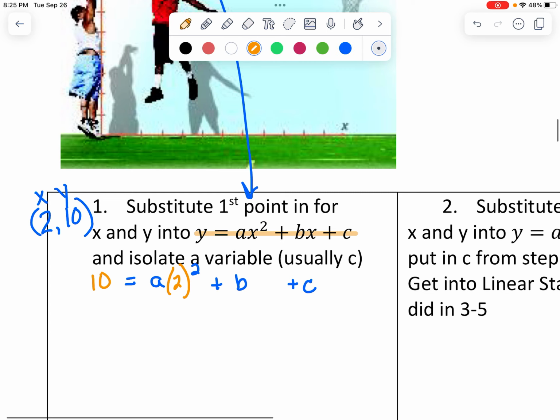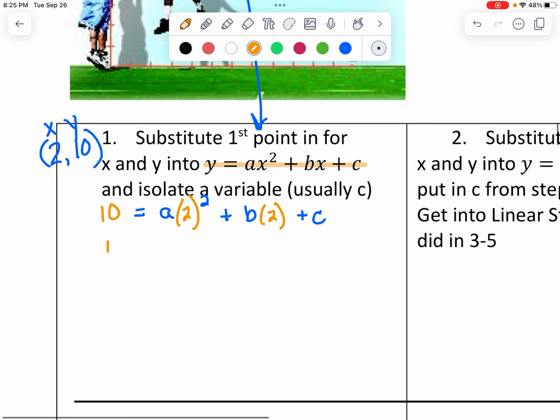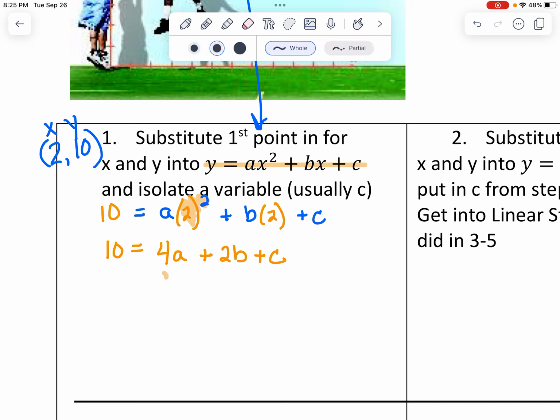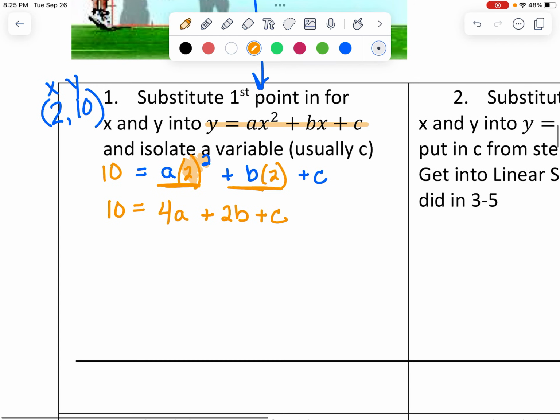And I'll do the same thing here. I see an x, so I will replace it with 2. Now we're going to go ahead and simplify that equation here. This should look very similar to what we did in chapter 3. Some of you may be wondering, how did you get 4a? That is because 2 squared is 4. And that's how I got 4a. That's the same reason I got 2b, because this is really 4 times a, and this is 2 times b, and then c drops down.